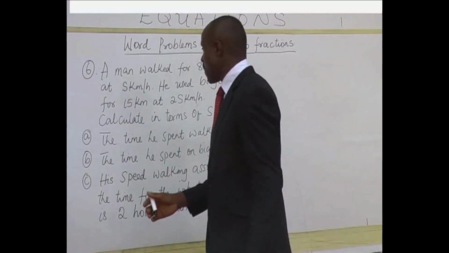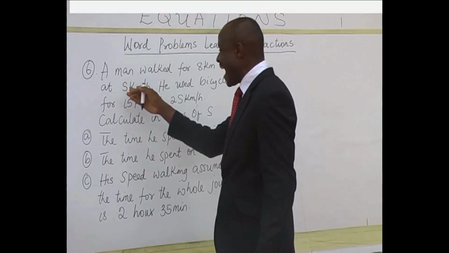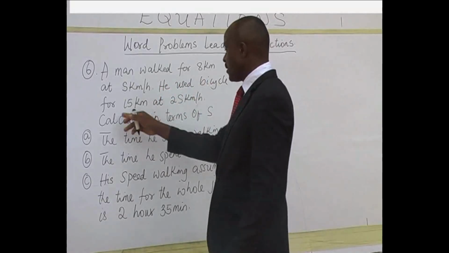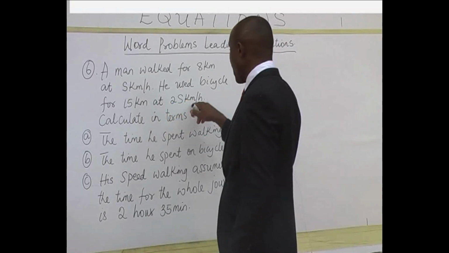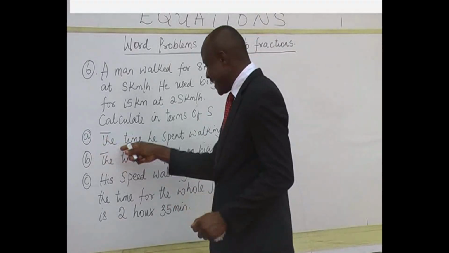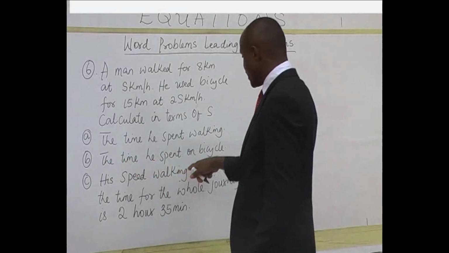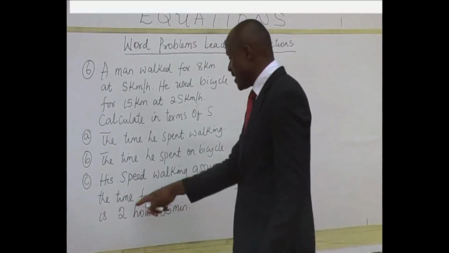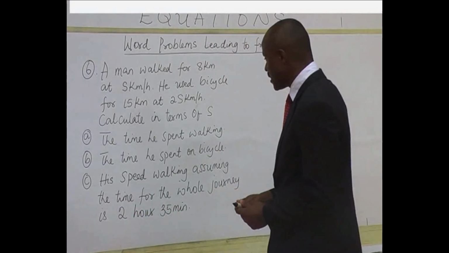Question number 6. A man walked for 8 kilometers at s kilometers per hour. He used a bicycle for 15 kilometers at 2s kilometers per hour. Calculate in terms of s: A, the time he spent walking. B, the time he spent on the bicycle. C, his speed walking, assuming the time for the whole journey is 2 hours 35 minutes.